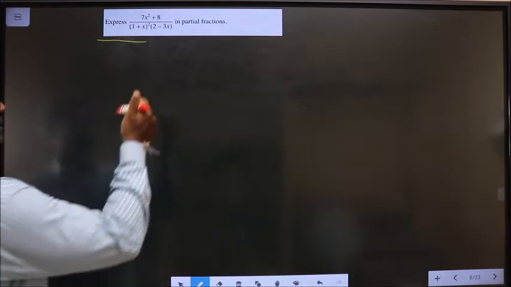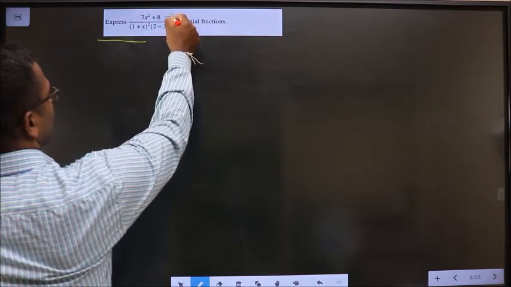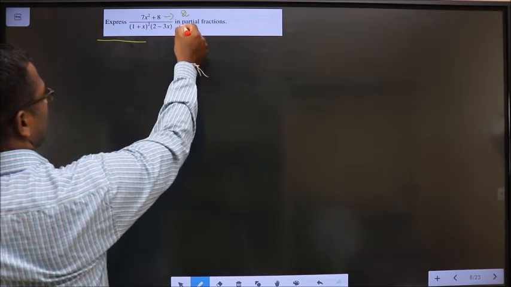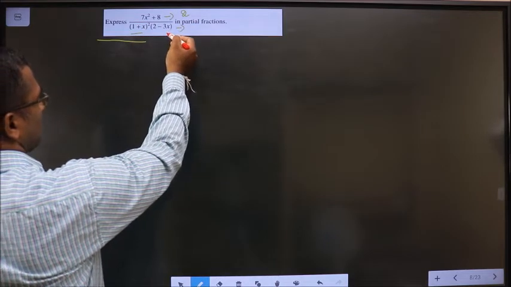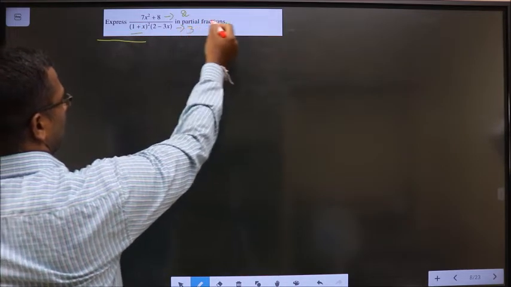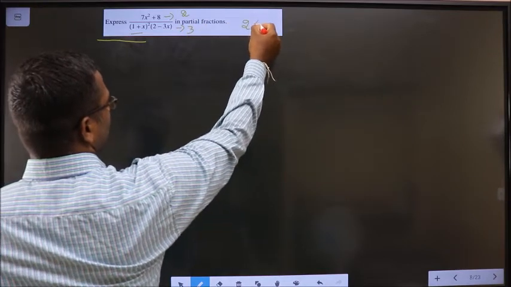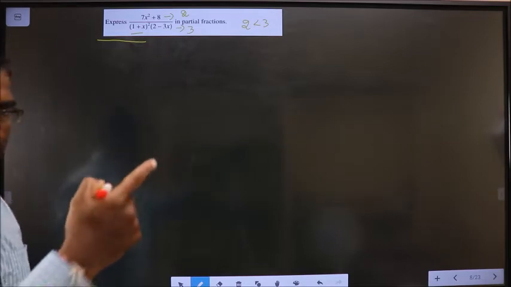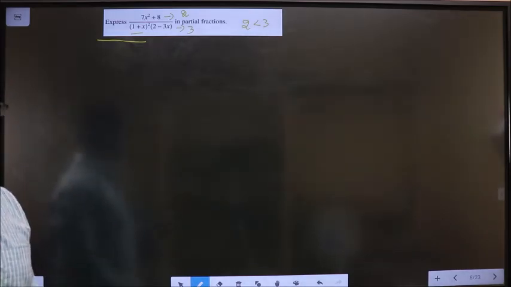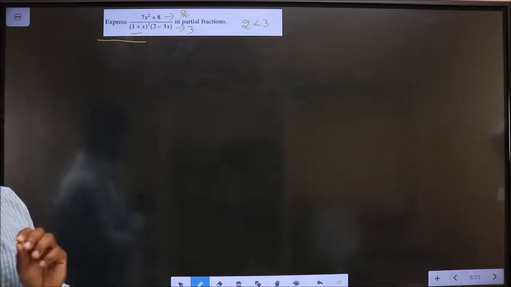See, degree of the numerator is 2. Degree of the denominator: in this bracket x power is 2 and here it is x power 1. When I add, it will be 3. So 2 is less than 3. That means degree of numerator is less than degree of denominator. So it is a proper fraction.